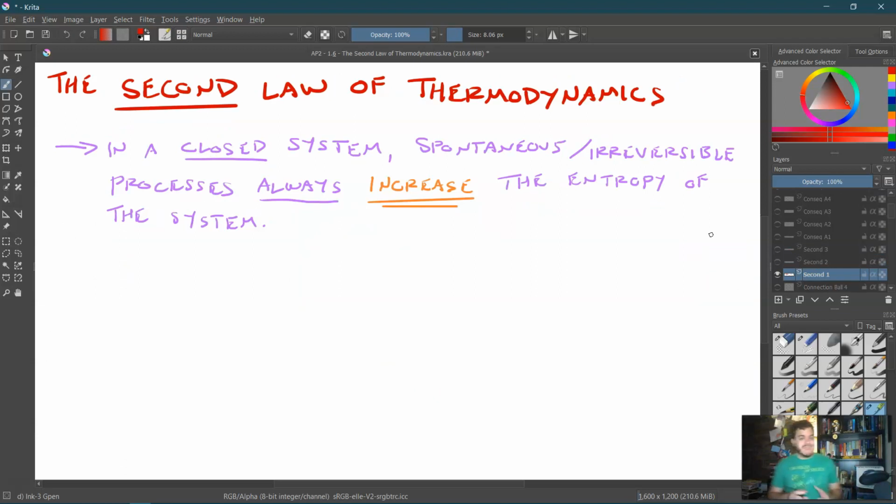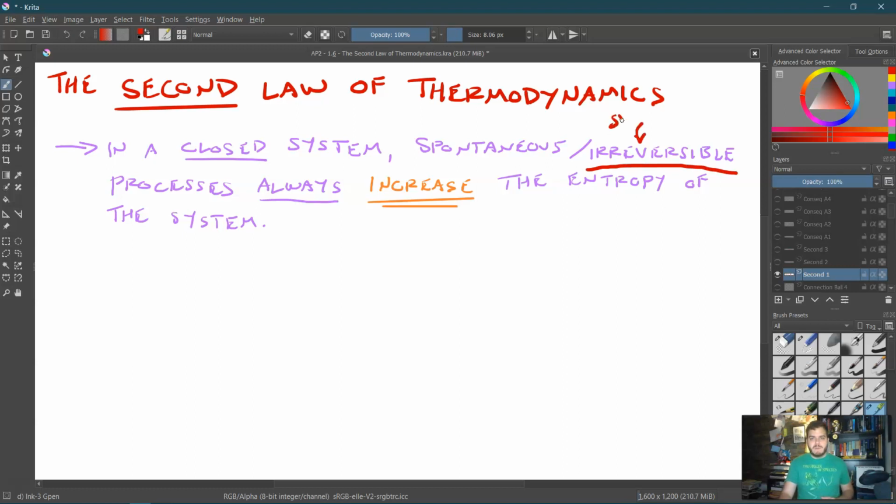So first off, in a closed system, any spontaneous or irreversible processes always increase the entropy of the system, always increase the disorder. If systems are naturally evolving, if they are occurring with no work from us, they are just going to continue onwards. Now this word here, irreversible, is going to be new to you. So let's talk about what this means.